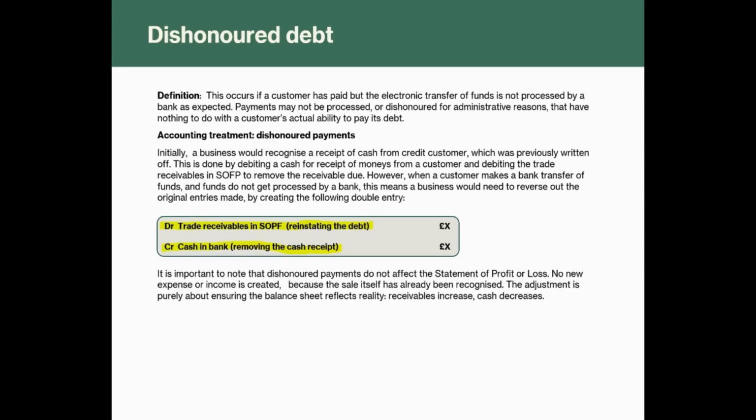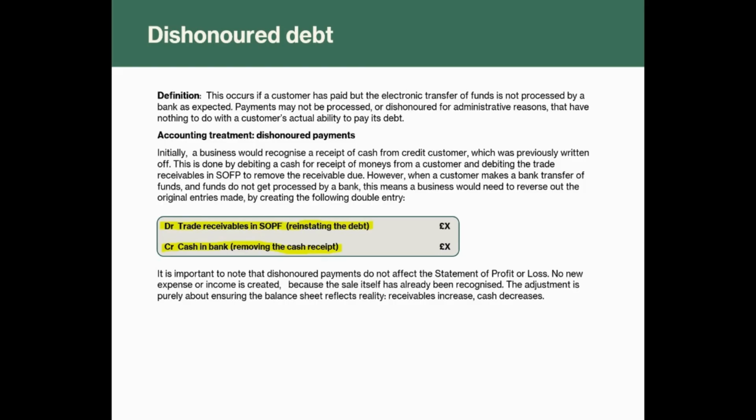And this is also why we don't adjust the irrecoverable debt expense here. A dishonored payment has nothing to do with a bad customer or an uncollectible debt. It's simply a banking or processing error. The customer still intends to pay and the debt is still fully recoverable. Because of that, we don't touch the irrecoverable debt expense at all. We just correct the cash and receivables to show what actually happened.